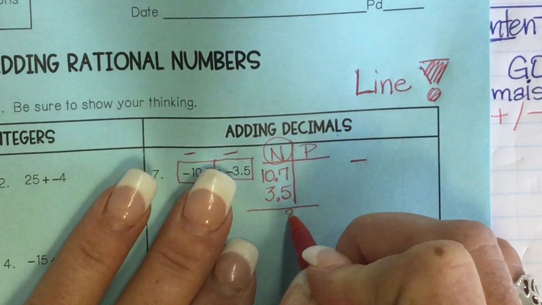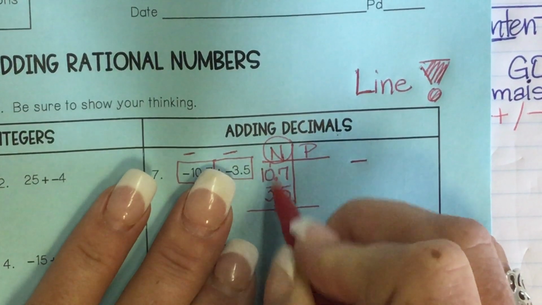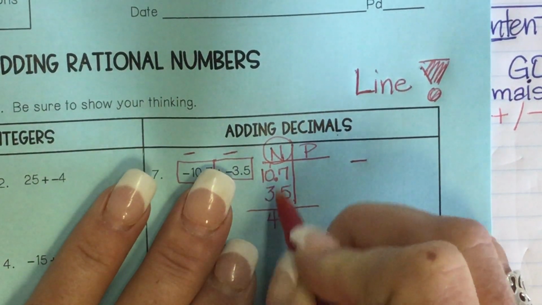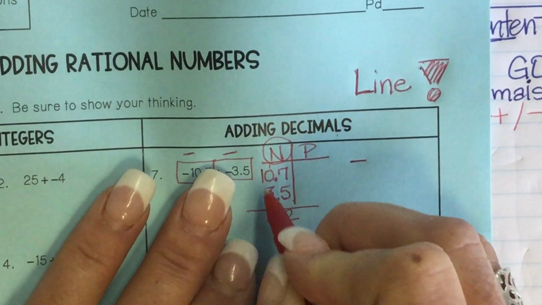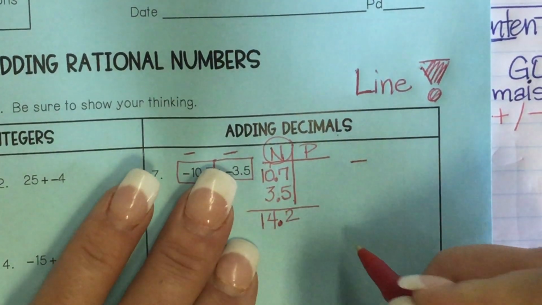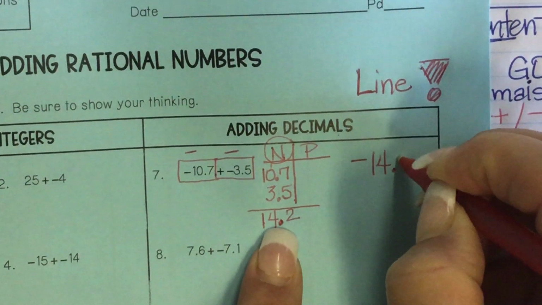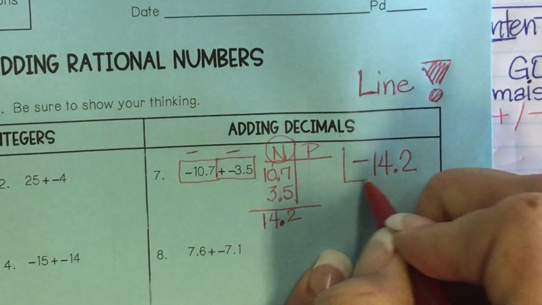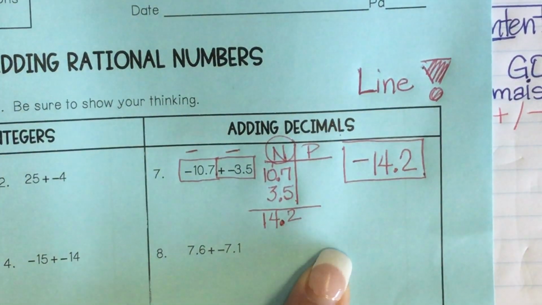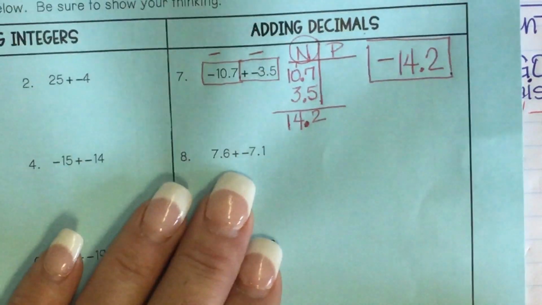So 7 and 5 is 12. I'm going to carry my 1. 1 and 3 is 4. I'm going to bring down that decimal, and I'm going to add that 1. So my answer is negative 14 and 2/10. And always get in the habit, always box your answers. Okay, looking at the next one.